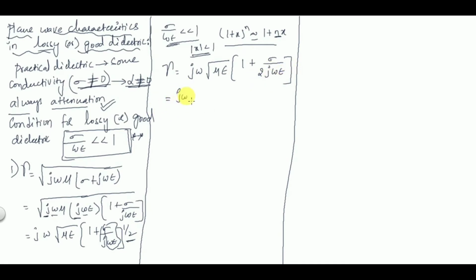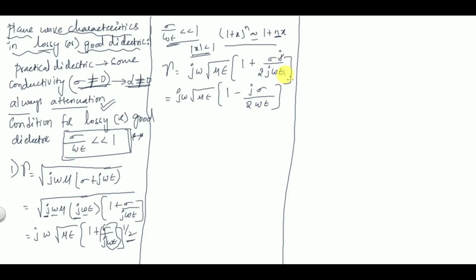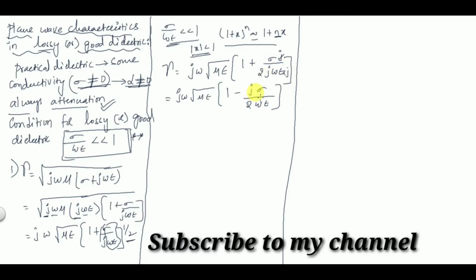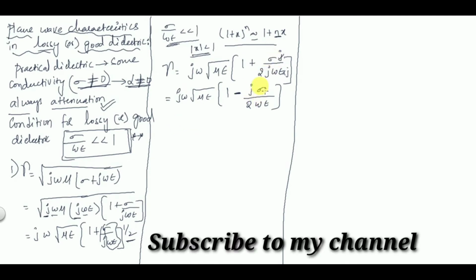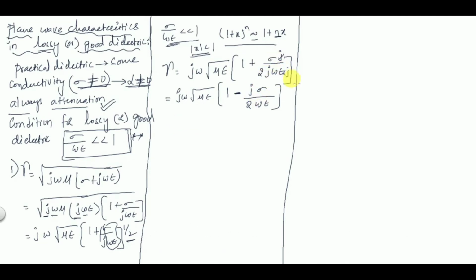So it is j omega root of mu epsilon into 1 minus j sigma by 2 omega epsilon, we can write. Here in this term I am multiplying with j and dividing with j. So j into j becomes j square, and j square is minus 1. So j sigma I have written, and j into j is j square, 2 omega epsilon left over. Therefore gamma is equal to j omega root mu epsilon multiplied by 1, that is j omega root mu epsilon.